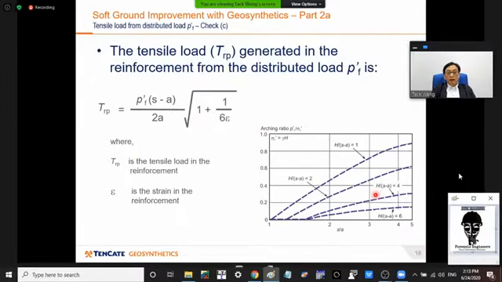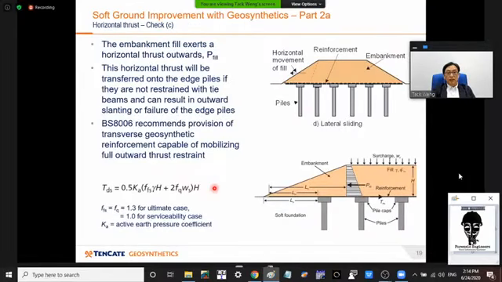And this chart gives Lawson's chart, whereby the arching ratio is plotted against the factor of x divided by a, and you can read off the value to be put into this equation to find what is the design working load that is required in the reinforcement. It's quite simple, actually.